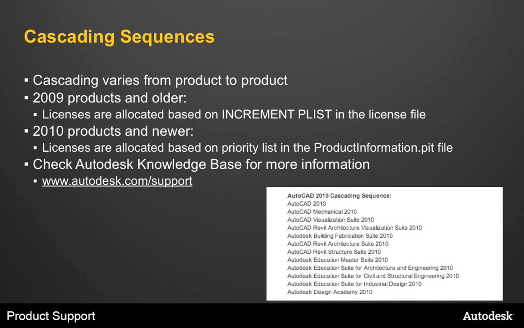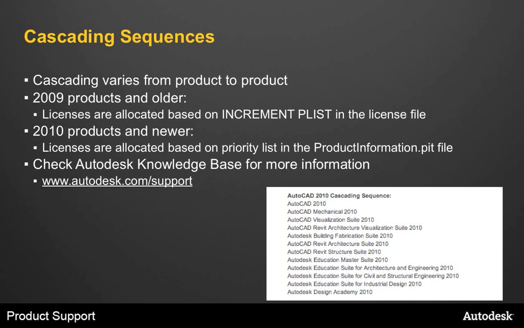Now, the cascading sequence is going to vary from product to product, and that's usually determined by the individual product teams. For 2009 products and older, the licenses were allocated using an increment plist in the license file. And so you could examine that plist, and if you understood what the feature codes meant, you could figure out what the cascading sequence was. Starting with the 2010 products, the licenses are allocated based on a priority list that's stored in the productinformation.pit file.